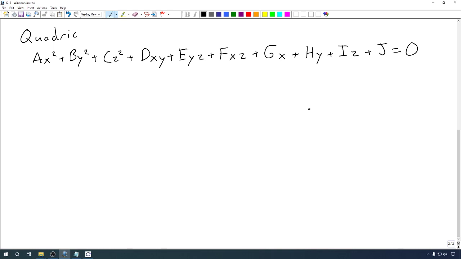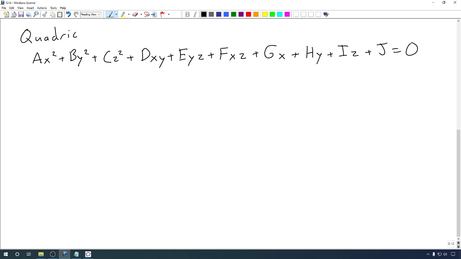So the graph of any equation like that, of course with some conditions to make sure that it does actually have solutions. But any surface that is given by an equation like this, we can call a quadric surface.